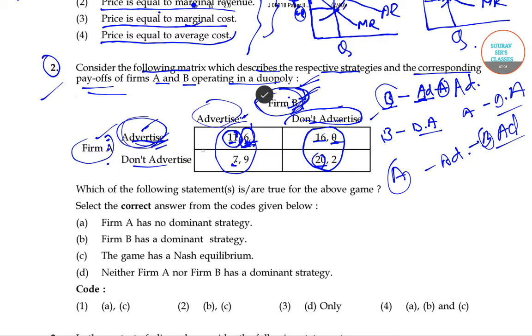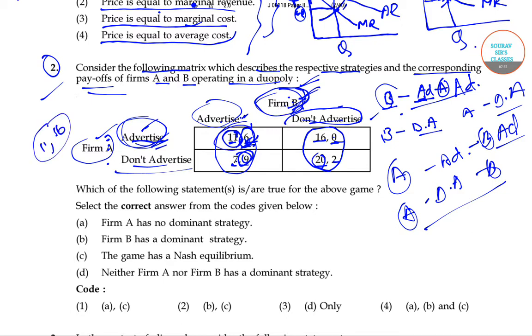And similarly, when firm A chooses don't advertise, firm B has two options, 9 and 2, out of which firm B will choose 9. So for this we can say at this level, advertisement and advertisement, in those cases we can say 11, 16 is the Nash equilibrium of this game. So option C, that the game has a Nash equilibrium, is right.